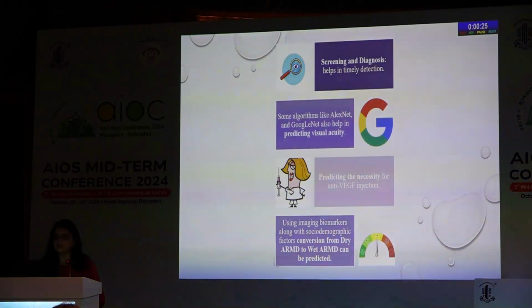Then in AMD, it is the screening and diagnosis, which helps in timely detection of ARMD, and various algorithms are available for ARMD. AlexNet and Google LeNet also help in predicting the visual acuity in ARMD, and predict whether we need to have anti-VEGF injections or not, using image biomarkers along with socio-demographic factors. What are the conversions from dry ARMD to wet ARMD? It can be predicted to some extent.